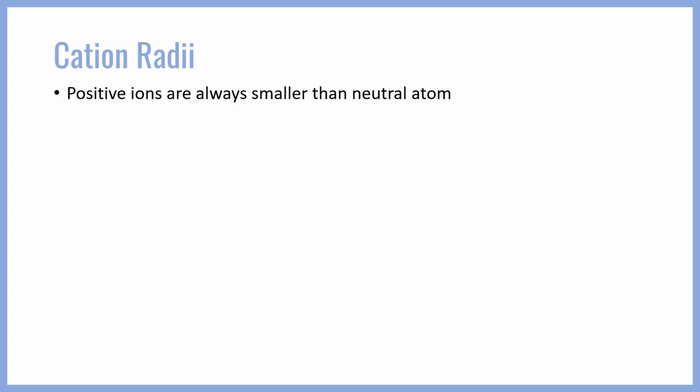Now, ionic radii are a bit more complicated than that of neutral atoms. It is always the case that a positive ion is going to be smaller than a neutral atom. Why is that the case? Well, there's two effects to consider.